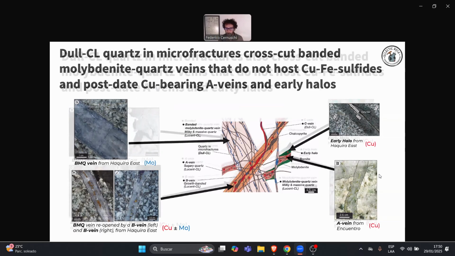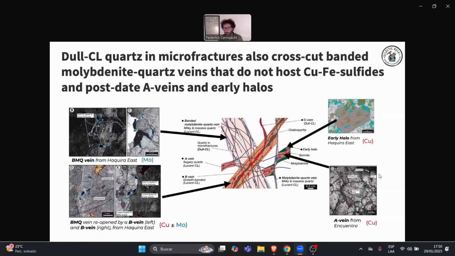And when you look at the cathodoluminescence, you see the sulfides in contact with no quartz in the early halos, biotite, K-feldspar, muscovite, in contact with dark CL and bright CL quartz in the A veins. And then you see the dark CL quartz in contact with molybdenite only in these banded molybdenite quartz veins, and both in contact with copper and moly in the B veins that are cross-cutting in the same space. So again, this is explained by having the sulfides as part of these veins before the dark CL quartz was introduced.